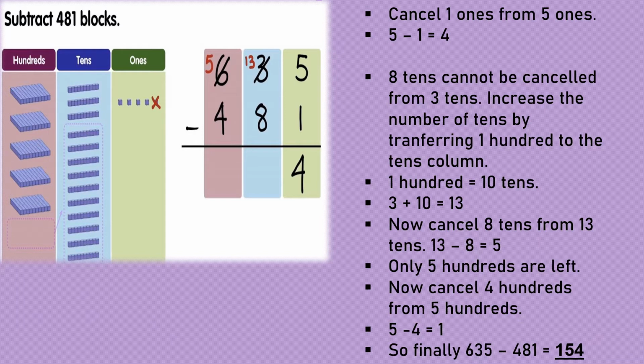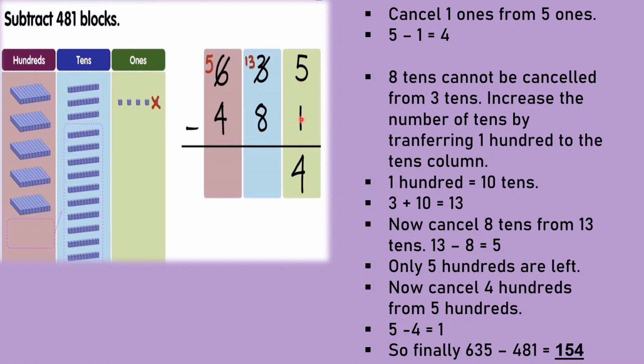So in this case, we have two numbers, 635 and 481. I need to subtract these. Again, what do I do? I distribute the digits into their separate place values. 635 is 600, 3 tens, 5 ones. 481 is 400, 8 tens and 1 one. Now subtract the ones from the ones, the tens from the tens, and the hundreds from the hundreds.